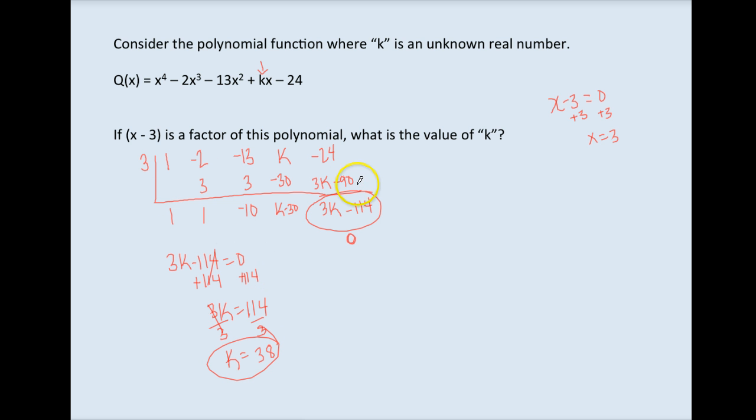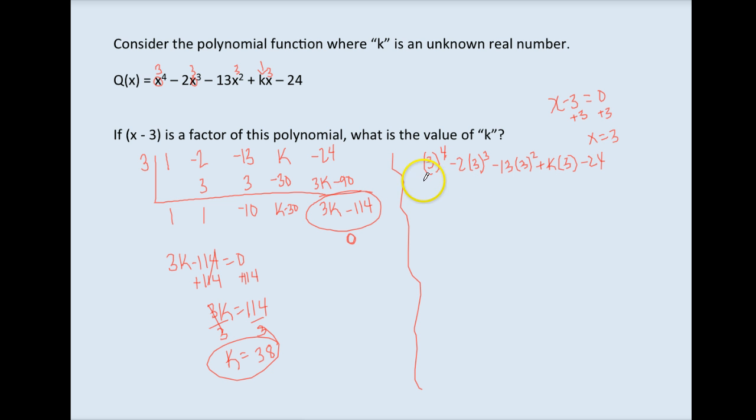All right, so synthetic division, if that's your method, you're done. If you prefer the other method, I'll show you what that would look like as well. We're going to get the same answer, but I'll go through both. Again, x minus 3 is a factor, so we're putting in 3. So replace every single x with a 3. So that gives me 3 to the 4th minus 2 times 3 to the 3rd minus 13 times 3 squared plus k times 3 minus 24.